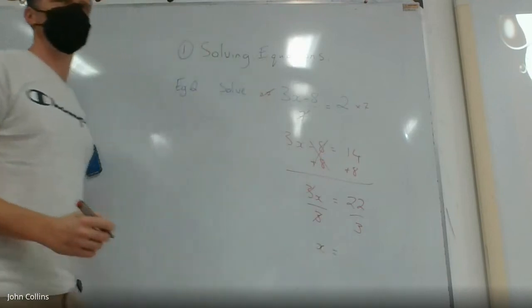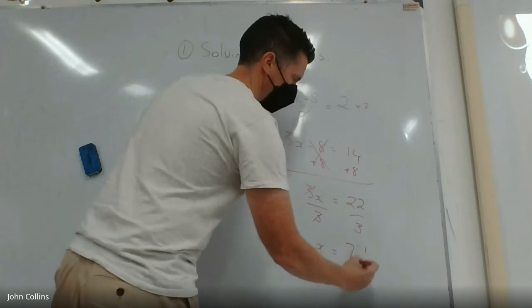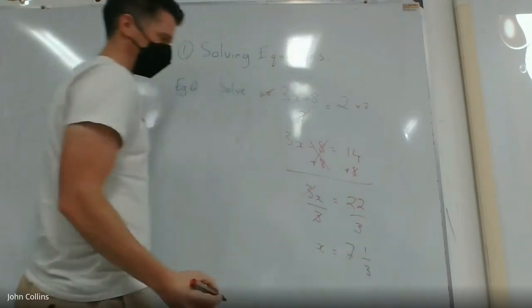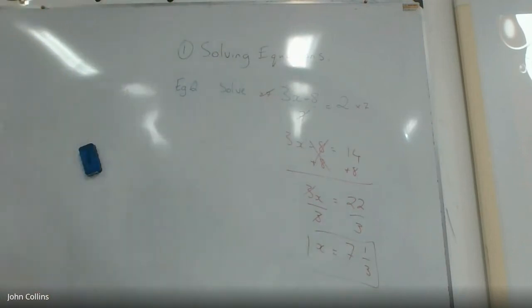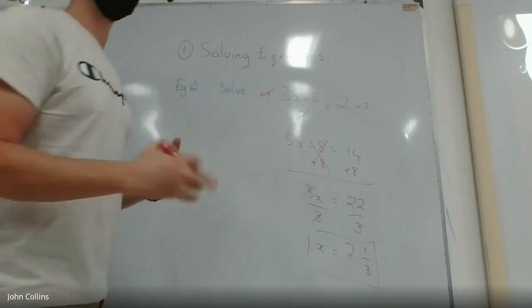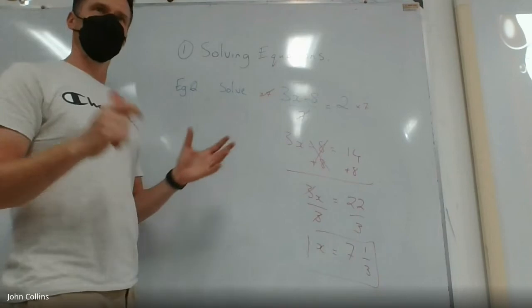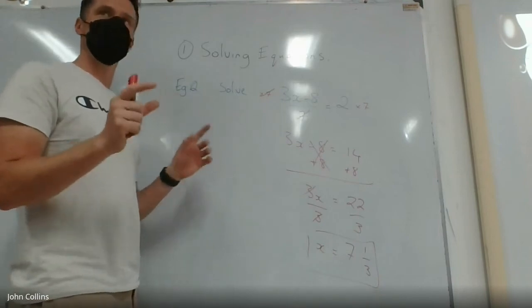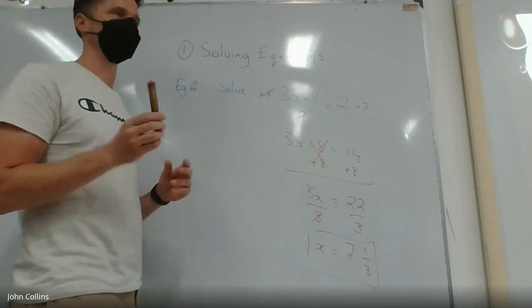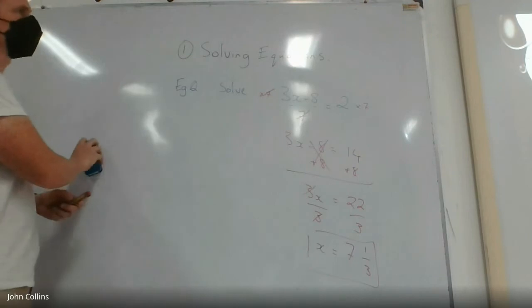x equals, 3 fits into 22 how many times? 7. What's my remainder? 1. So it's 7 and 1/3. That is the answer. Now, there are other types of solving equations that include brackets. We went through those the other day. Multiply the brackets first, or if you have to simplify, simplify first as well. Or if there are variables on both sides, you need to know how to do that one as well. And there are examples of that. We've previously done loads of those.